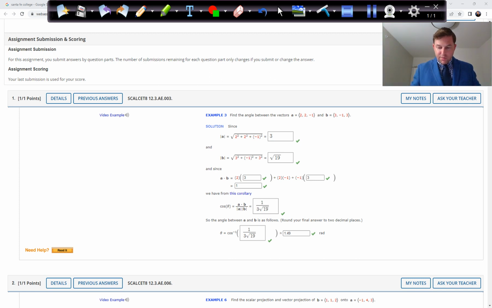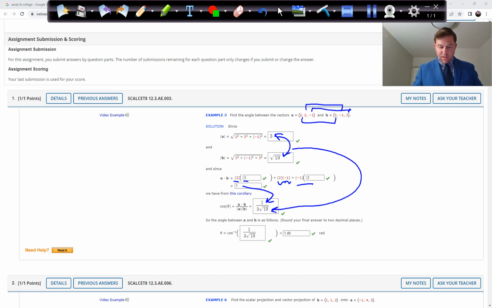Now the dot product, we saw this last time, would be 2 times 3, so we get that here, plus 2 times minus 1, so we get that here, plus minus 1 times 3, which we get here, so it's 6 minus 2 minus 3, you get 1. Okay, so that dot product goes on top, this 1 goes here, then these two numbers multiplied go right down here. Okay, so that's the ratio.